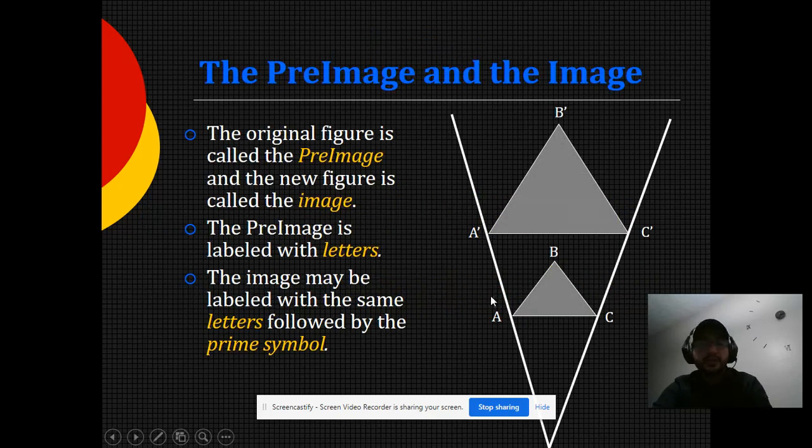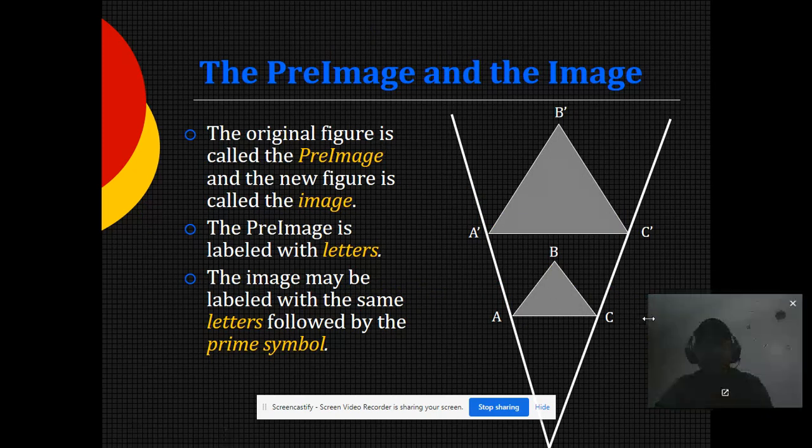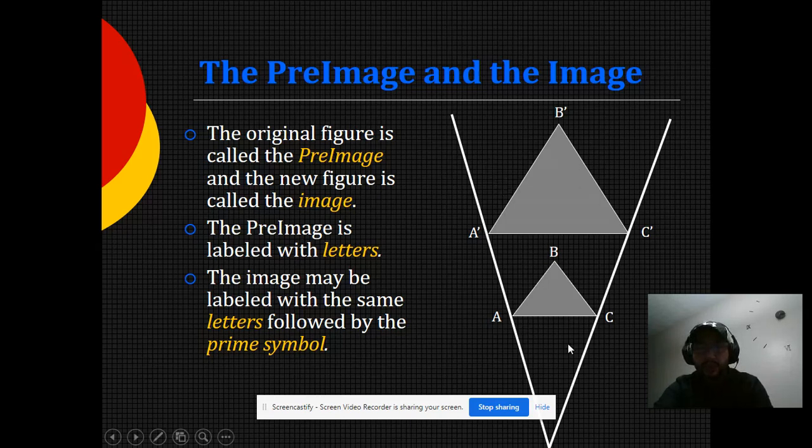Now, as we were talking before, we're going to call the original figure the pre-image, and the new one we're going to call the image. The pre-image will be labeled with just the letters, and for the image, the new one, we're going to use this symbol, which is the prime symbol. It's kind of an apostrophe, but it's called prime. Next to the letter, we're going to use the same letter but with the prime symbol. That means it's the image, the new one.